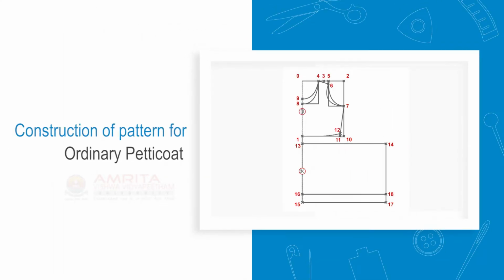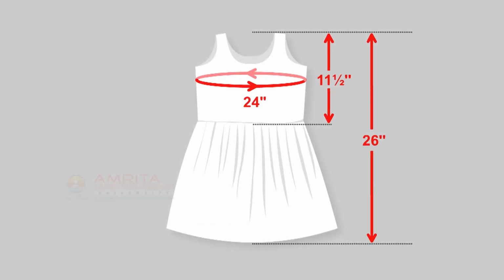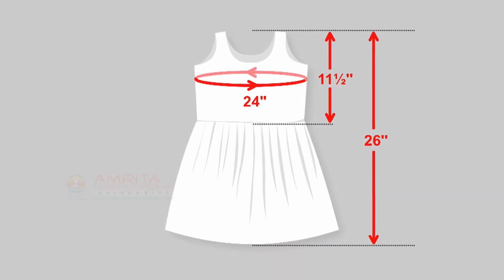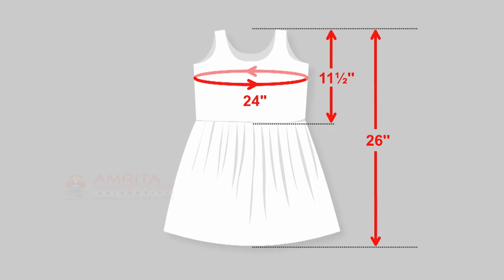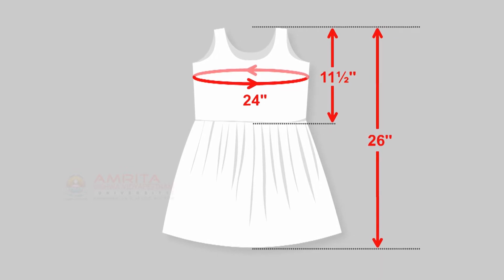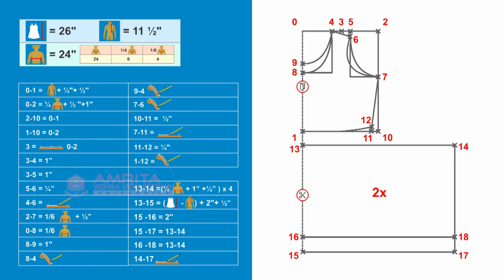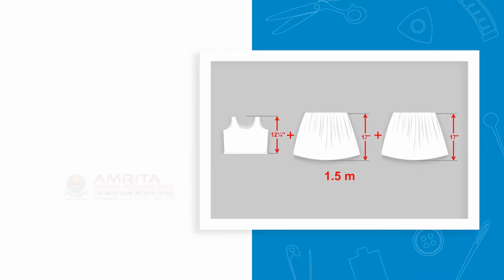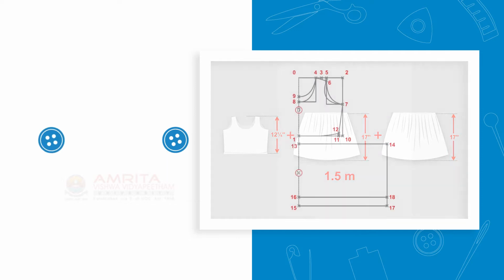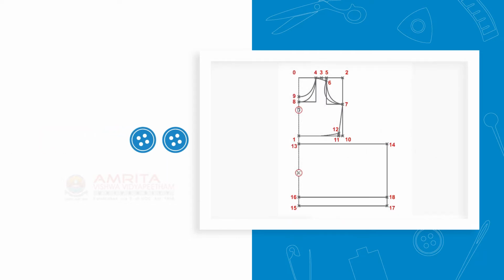Construction of pattern for an ordinary petticoat. In the previous session, we identified the required body measurements and made a few calculations for constructing the pattern of an ordinary petticoat. In this session, we will see how to construct the pattern of an ordinary petticoat based on the drafting instructions. At the end of the session, you will be able to estimate the fabric required for making the ordinary petticoat and construct the pattern of an ordinary petticoat.